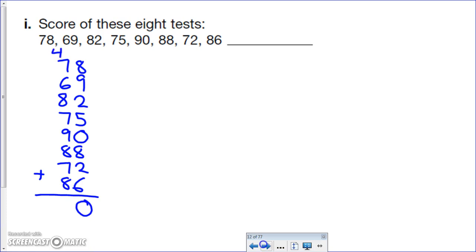4 plus 7 is 11, plus 6 is 17, plus 8 is 25, plus 7 is 32, plus 9 is 41, plus 8 is 49, plus 7 is 56, plus 8 is 64. So we get 640 as our total answer. Now, step 2, because we have 8 tests, we're going to divide 640 by 8 to get our average score.